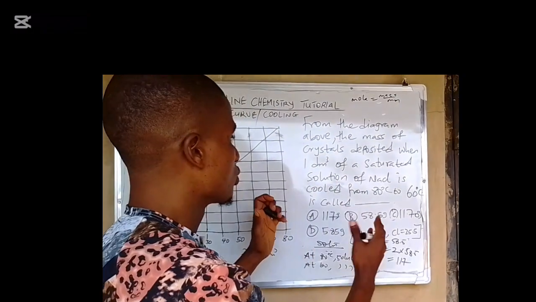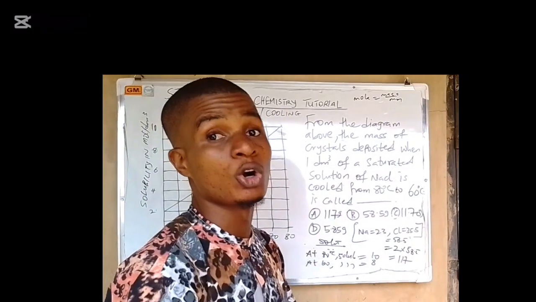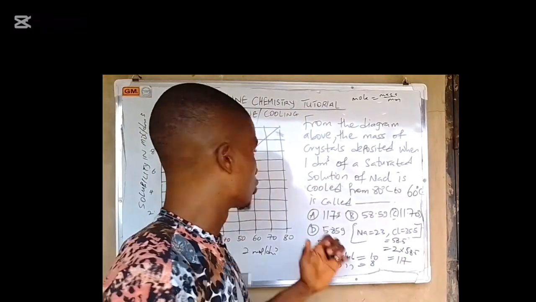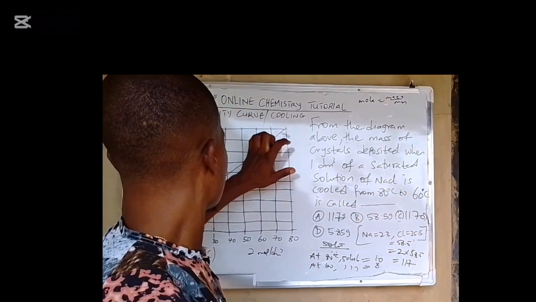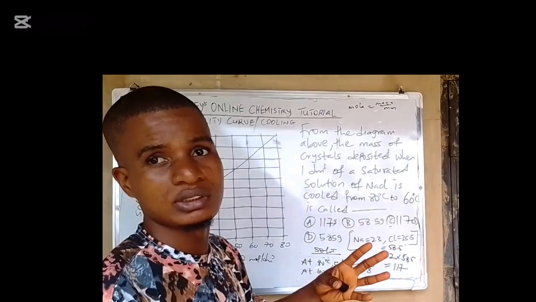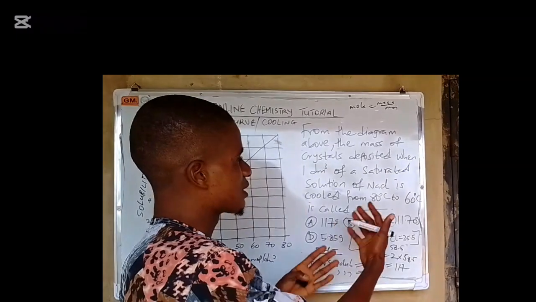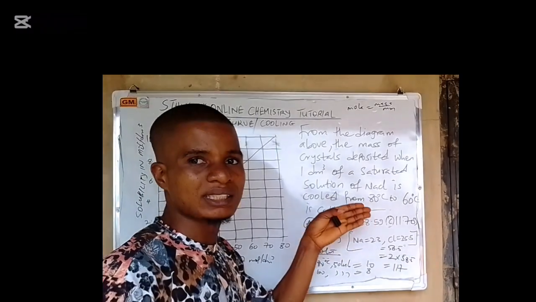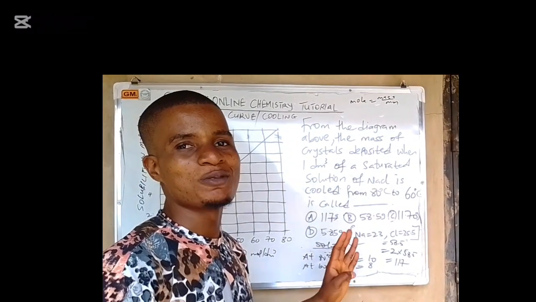So this is all about a cooling process, the mass deposited on cooling in a solubility curve. So do the trace, use the graph to know the mole that was deposited, then multiply by the molar mass of that same salt. Hope this is very clear.